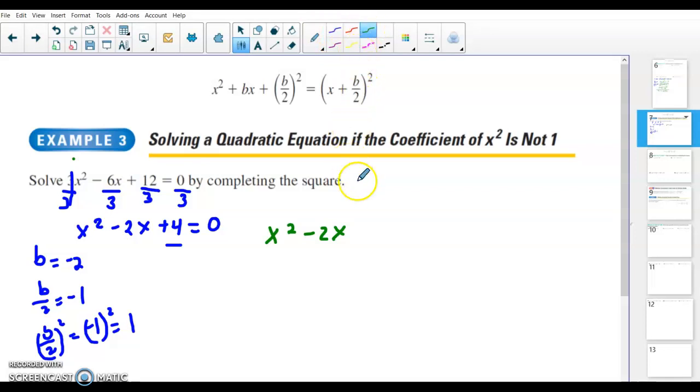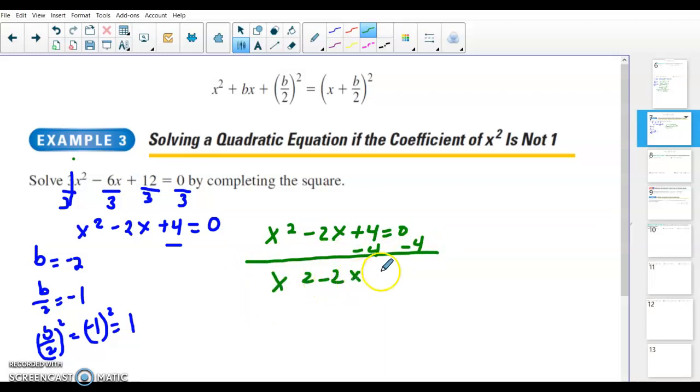Well, we'll do the whole equation first. Plus 4 is equal to 0. Let's move the 4 to the other side. And we have x squared minus 2x. There's a space there now. And on this side, we have equal negative 4. And what needs to win that space is this number, b over 2 squared. So we're going to put that in. So we're going to put a positive 1. And we're going to put a positive 1 over here.